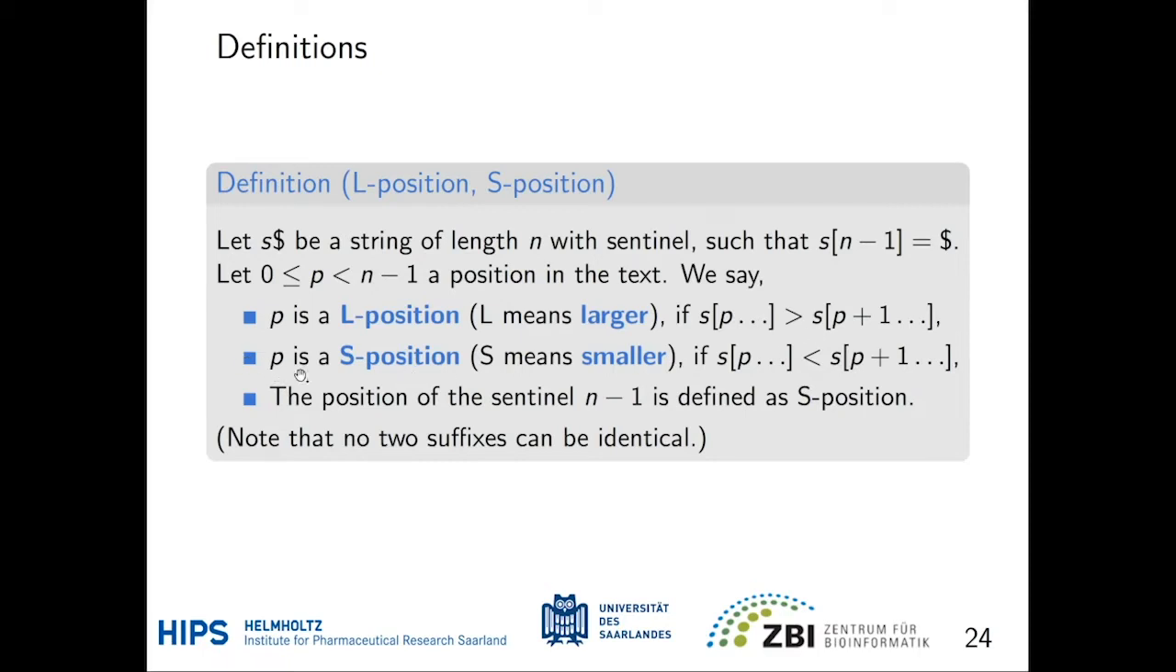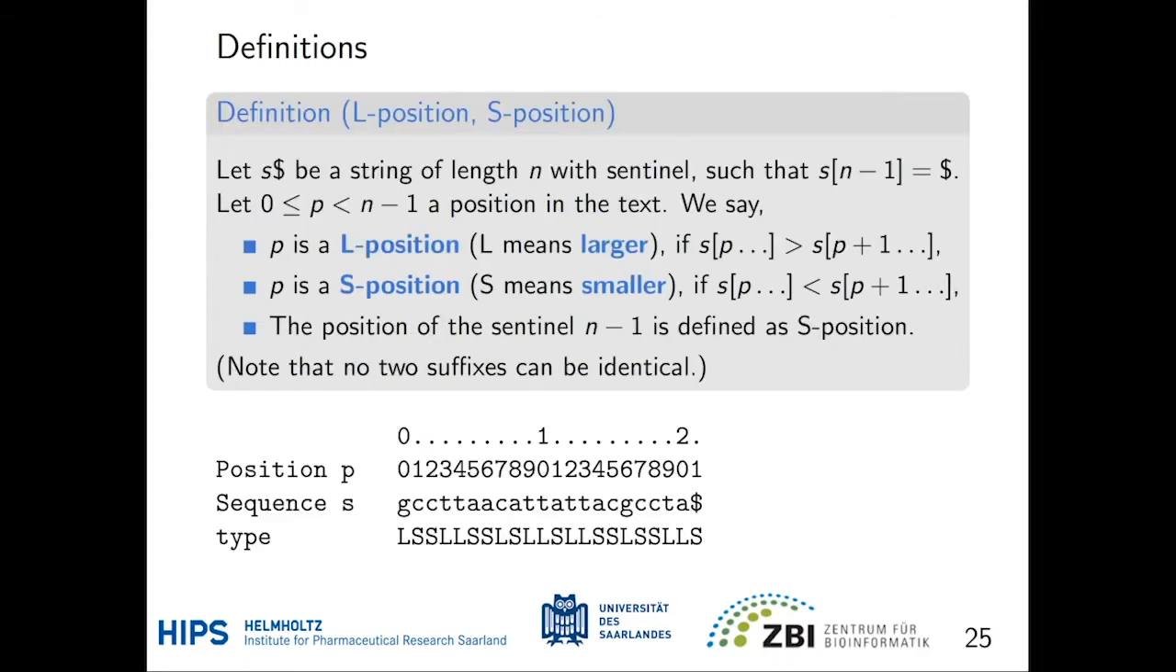Analogously, P is called an S position, for smaller, if the suffix starting at P is smaller than the suffix starting at the next position. The last position of the text, the sentinel, is always defined as an S position. This definition implies that no two suffixes of the text are identical, which is indeed true for any text. So here we have an example.